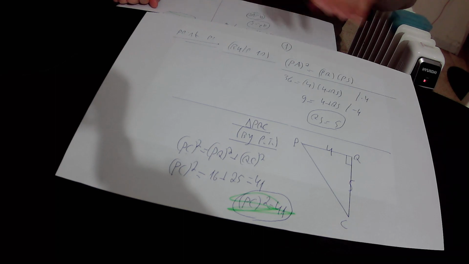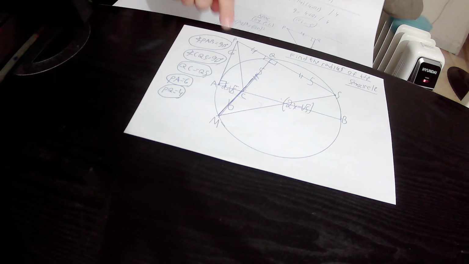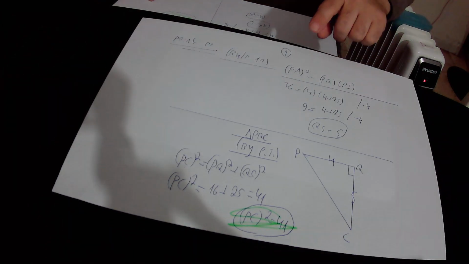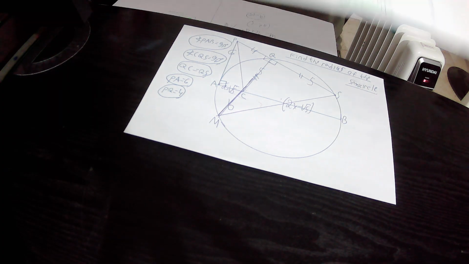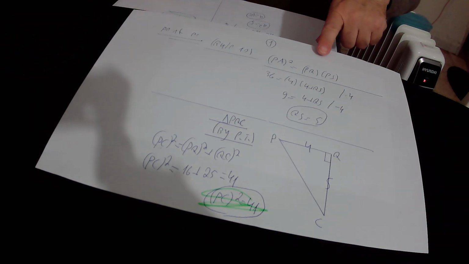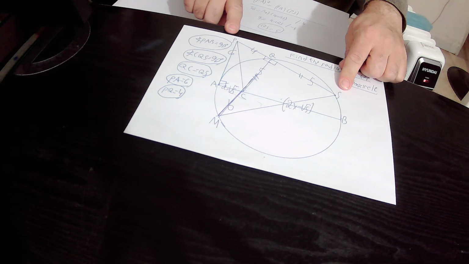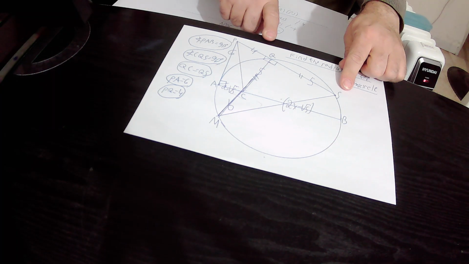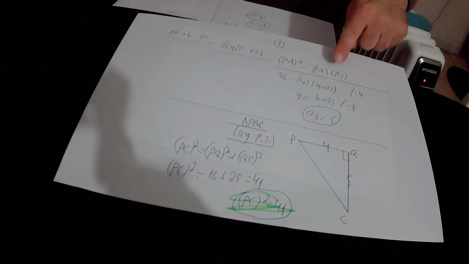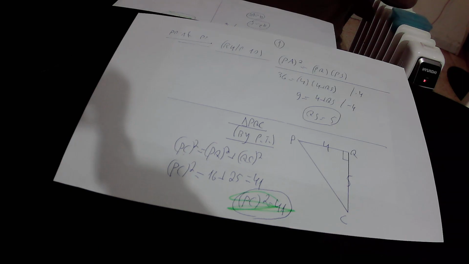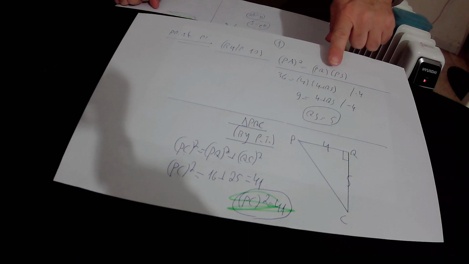PA is 6, therefore PA squared is 6 squared, that is 36, and it is equal to PQ, which is 4, times PS. PS equals PQ, that is 4 plus QS. So we substitute PS by 4 plus QS. So 36 equals 4 times (4 plus QS).